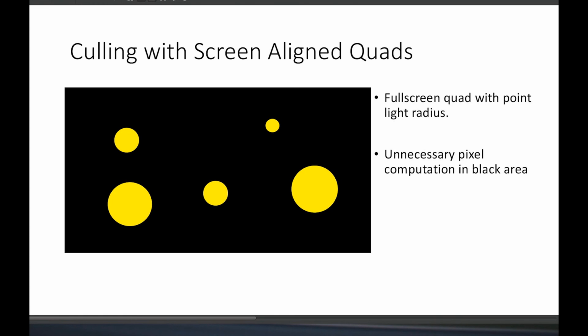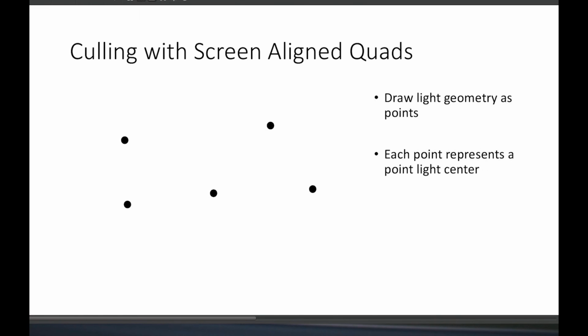So in the case of point lights, instead of sending to the Vertex shader a full screen quad, we could send a list of vertices, where each vertex will store the position of each point light. So instead of sending a quad, we are going to send many vertices that, as I said, will represent the center of each point light.